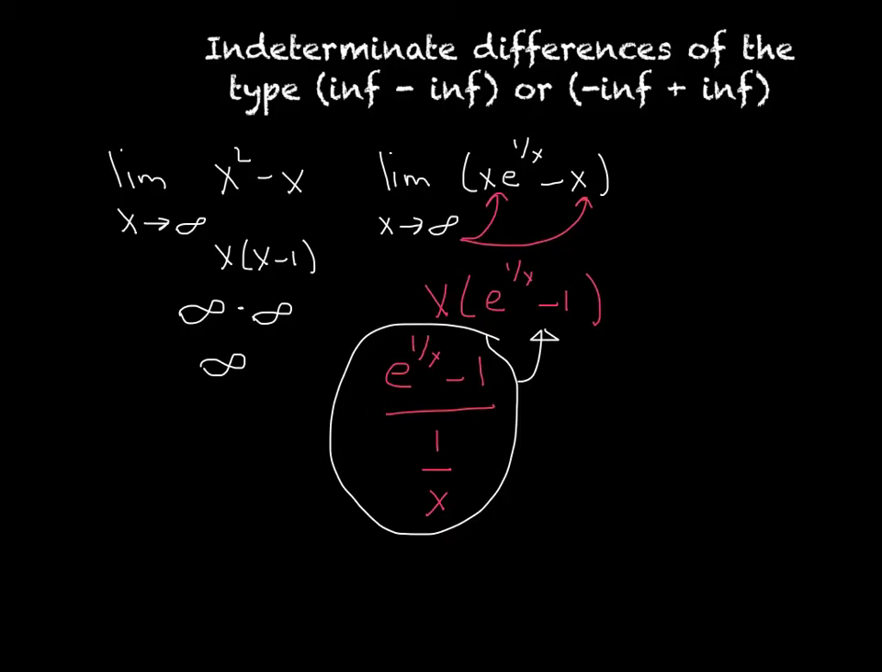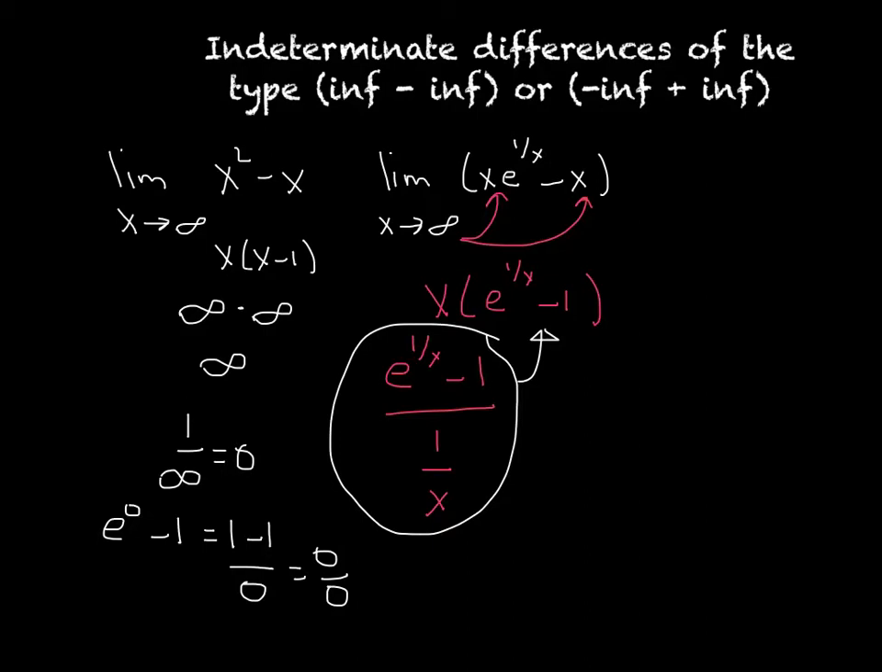All right, so let's see if this is really 0 over 0. If I plug infinity in for x, then 1 over infinity is approximately 0, and so we have e to the 0 minus 1. Well, we know e to the 0 is 1, so 1 minus 1 is 0, and 1 over infinity is also 0, so we have a 0 over 0 limit, so we can use L'Hopital's rule.